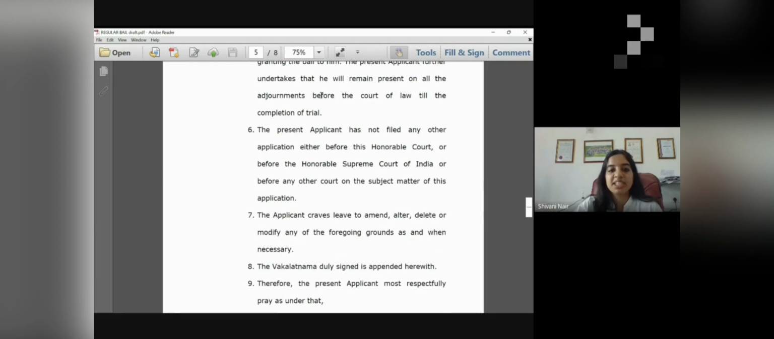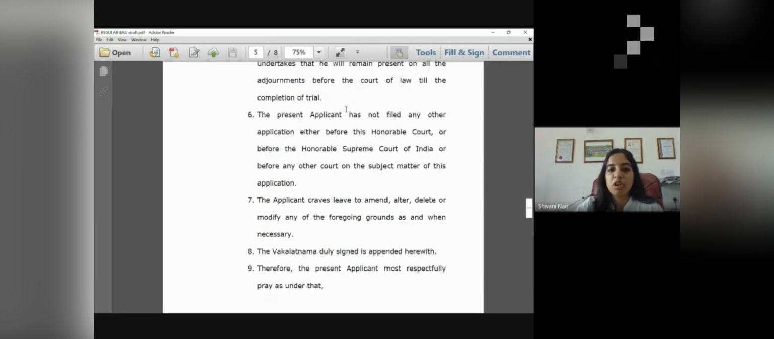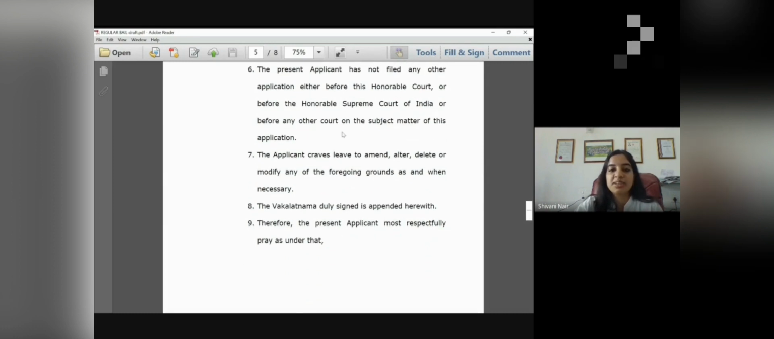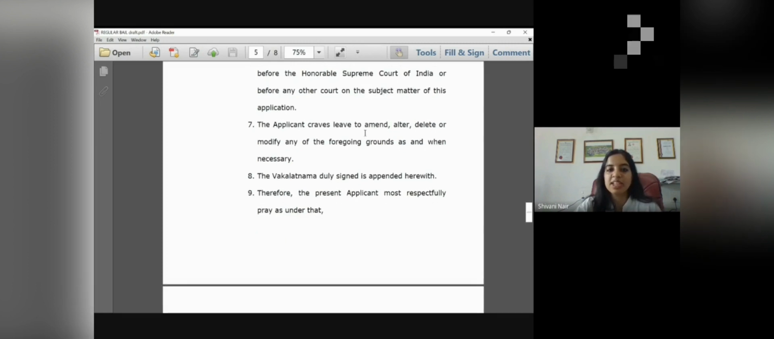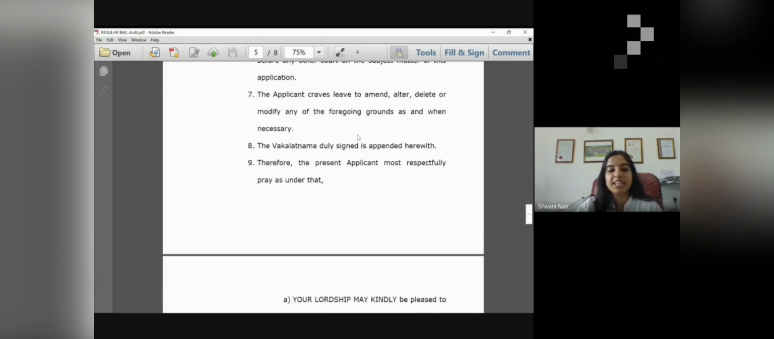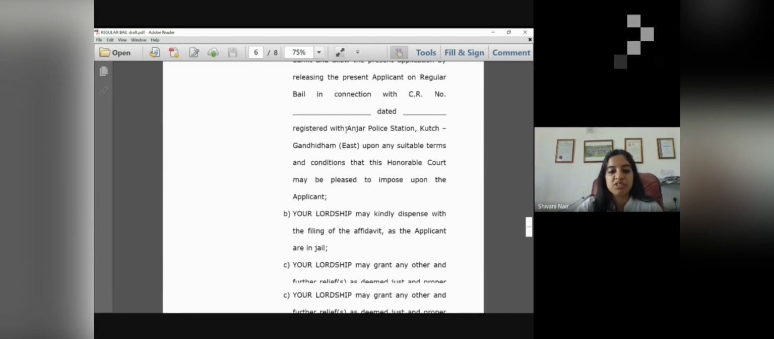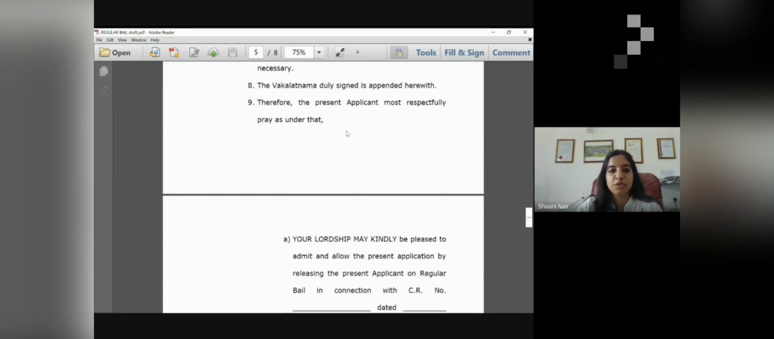The present applicant undertakes that he shall remain present on all the adjournments before the court of law till the completion of the trial. The present applicant has not filed any other application before this honorable court or before the honorable Supreme Court of India or before any other court on the subject matter of this particular application. Then the applicant craves leave to amend, alter, delete, or modify any of the foregoing grounds as and when necessary. And the wakalatnama is duly signed, and then you finally ask for the prayer.